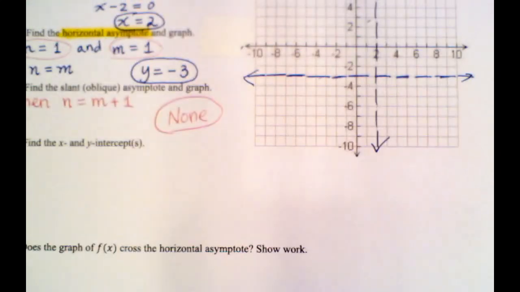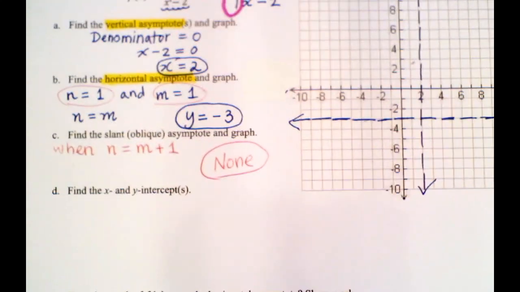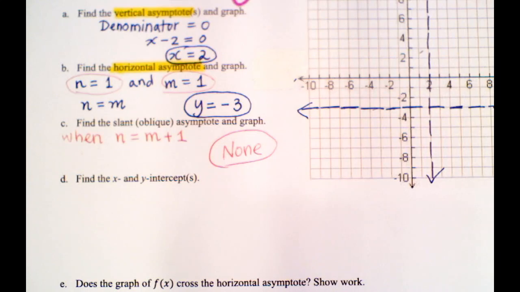So here, because the degrees were exactly the same, we're not going to have a slant asymptote. I will find an example or make up another example to show you how to find the slant or oblique asymptote when we find out that the function has it.